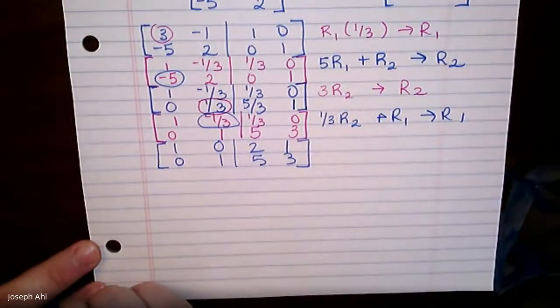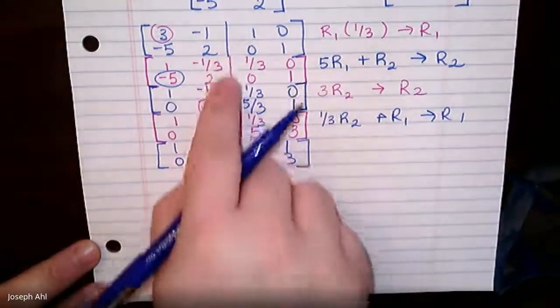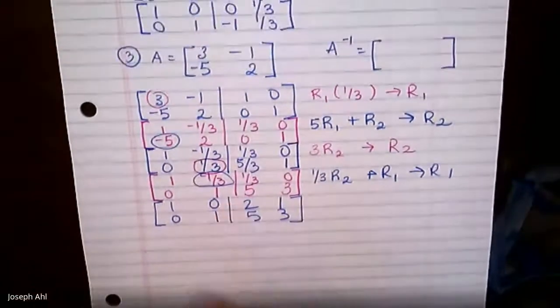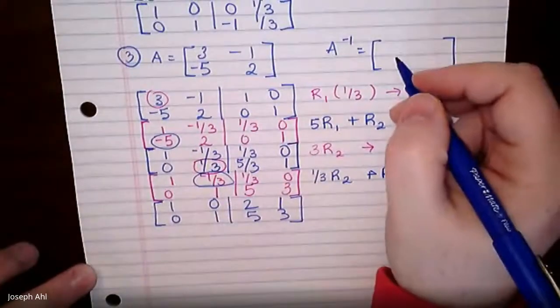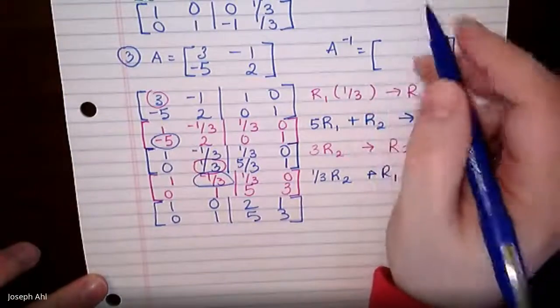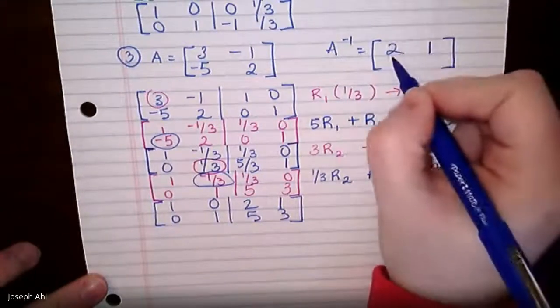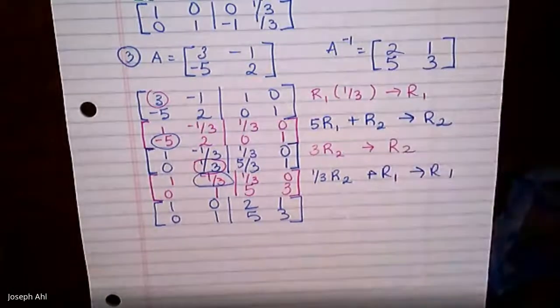So this one actually turned out to be nice in the end, even though we had some fractions in the middle of the process. It's not impossible to get fractions in an inverse like we saw in number 2. So we've got that the inverse is 2, 1, 5, 3. And that would be our answer.